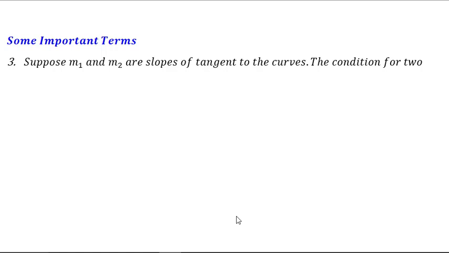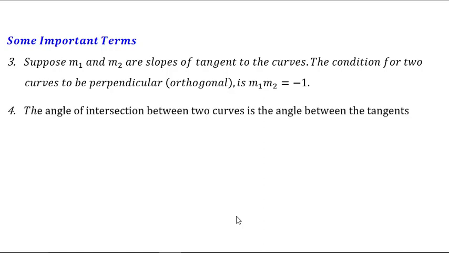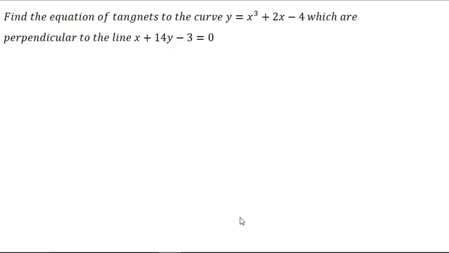Then the condition for the two curves to be perpendicular is m1 m2 equals minus 1, and the angle of intersection between two curves is the angle between the tangents to the curves at the point of intersection. So, if we have to find the angle between two curves at any point, then we will find the slopes of the tangents, and the angle between the tangents will give me the angle between the curves at the point. Now, let us understand this with the help of an example.